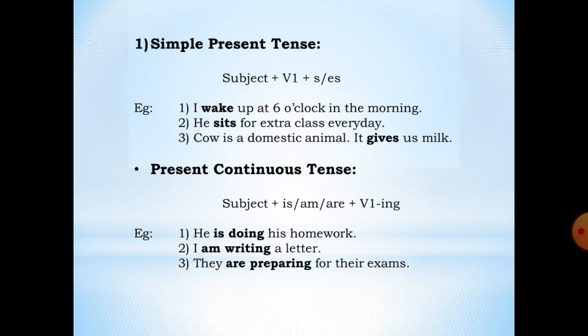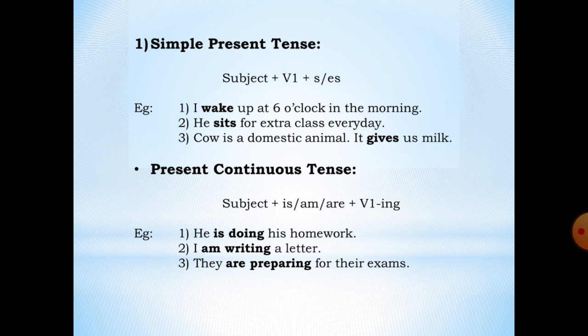Here some examples are there. He is doing his homework. So he is the subject, is is a helping verb as I have mentioned in the formula. Doing: do is present tense, and along with do, ing is there because this is a continuous tense.